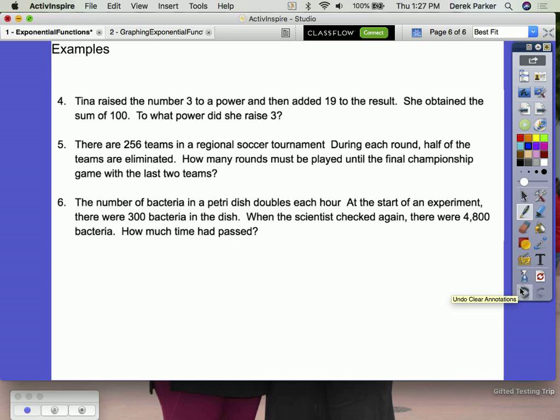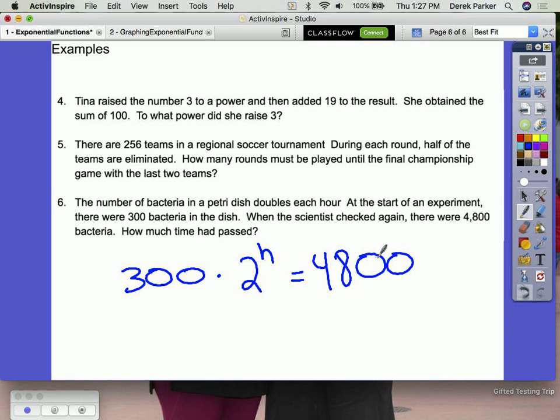Last example. The number of bacteria in a petri dish doubles each hour. At the start of an experiment, there were 300 bacteria in the dish. When the scientists checked again, there were 4,800 bacteria. How much time had passed? So it doubles each hour. So our expression will be 300 times 2 to the h power, h representing hours, equals 4,800.